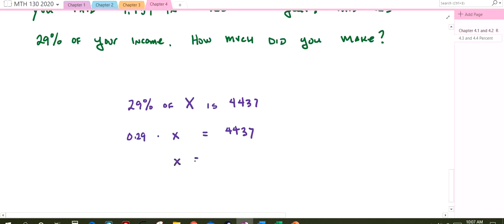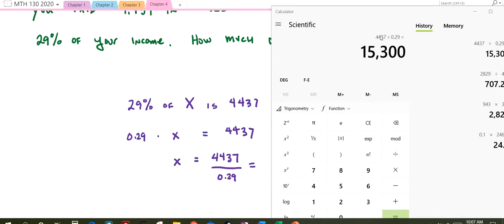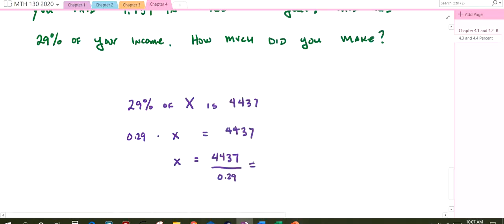So now that we've had this set up, this is easy now. So x equals 4437 divided by 0.29. You can solve this any way you want. Let's just do this quickly this time. We'll use a calculator. And here's the calculation. 15,300 is what I end up with. So we have 15,300. We look over, x is what we made. That's the answer to the problem.